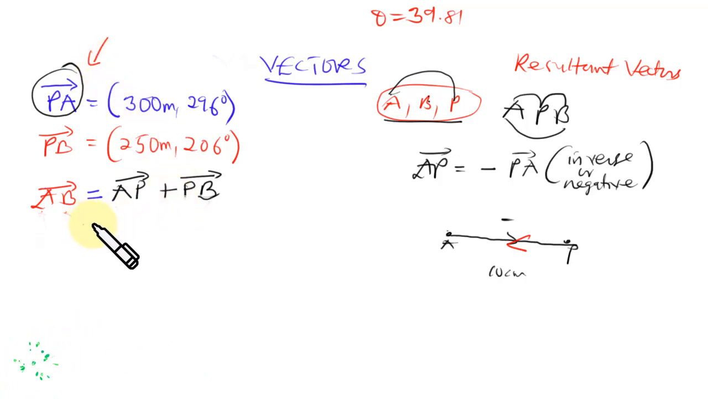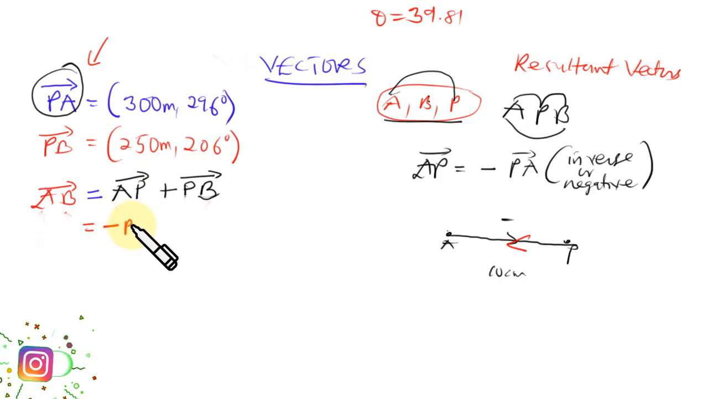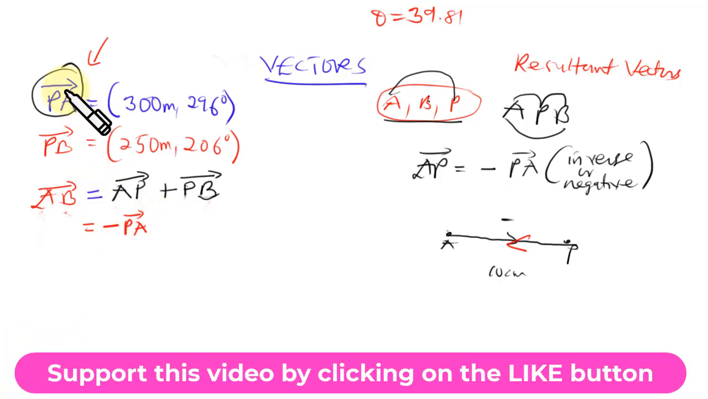So this is what I'm going to do. AP is the same as the negative of PA, which I know here. And PB, of course, I know, because the second one says that it moves from P to B. That is the second cyclist. So PB is known, and that is not going to be any problem. So let me express this in column vector.